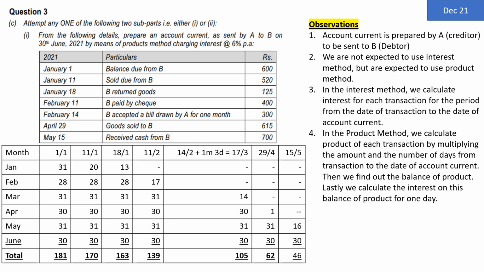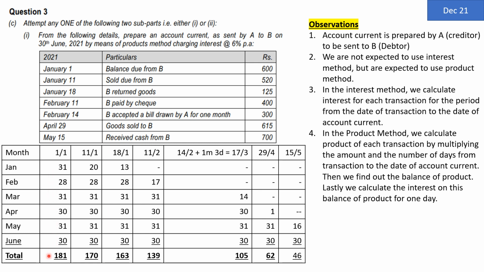So for 1st January, it will be from 1st Jan up to 30th June. That means all 31 days of January, 28 days of February, because it's not a leap year, it is 2021, that means only 28 days. Then March 31 days, April 30, May 31, June 30.